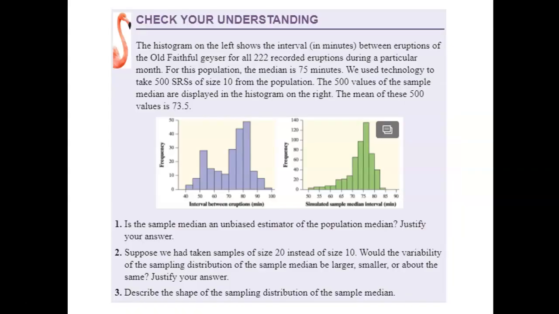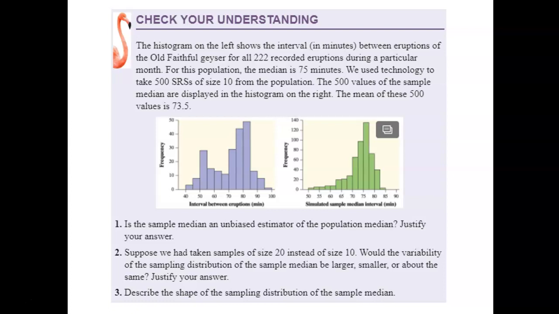All right, checking our understanding. This is the last part of our lesson. So we got a good old histogram set here of the intervals. I feel like we've seen this problem before. Eruptions of Old Faithful from all 222 records of eruptions during a particular month. So that is a set of samples, right?